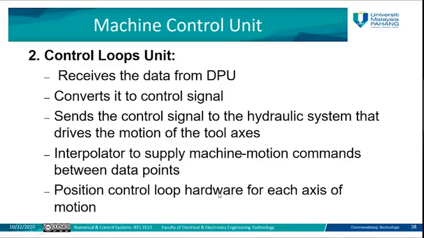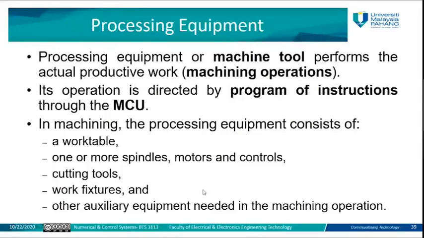So this unit is also responsible for positioning control for the loop hardware for each axis of motion of the machine. The last unit here, we said the first one is the program or part program instruction. The second is the machine control unit, which consists of the data processing unit and also the loop control unit. And the last one is the processing equipment.